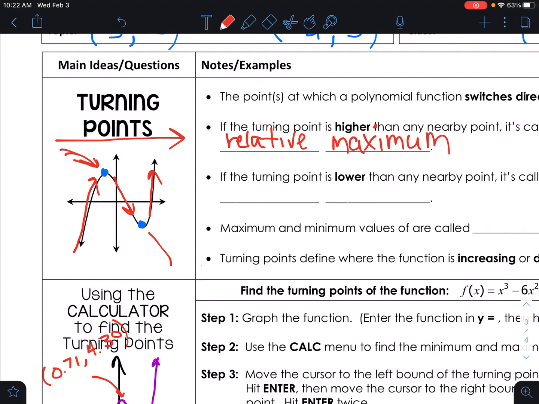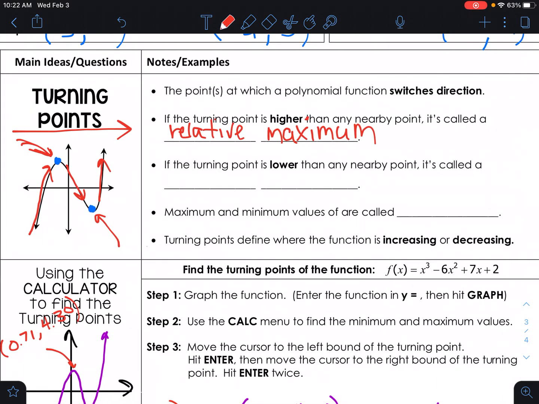And so as you might guess, this lower one here is called a relative minimum. If the turning point is lower than any nearby point, that's called a relative minimum. Now, you can have multiple relative minimums. You might have two minimums and one maximum, something like that. You'll see that in a couple of the problems.